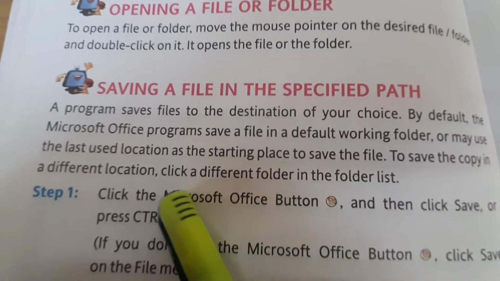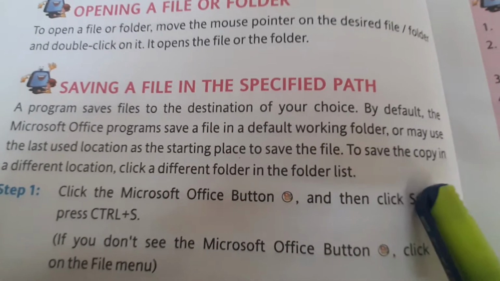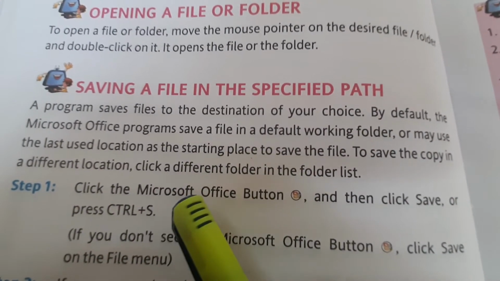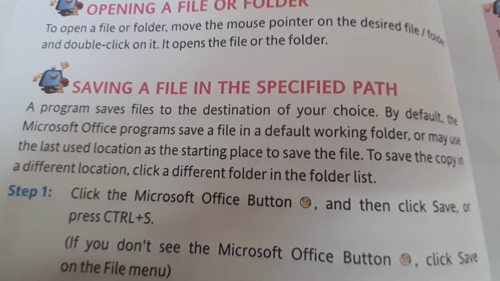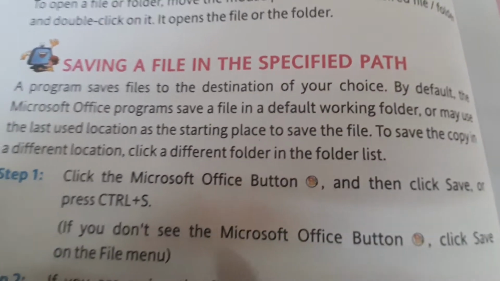To save the copy in a different location, click a different folder in the folder list. It means when you want to save a different copy, you can do it in a different folder on a different path. Fine, or you can give it a different name also.